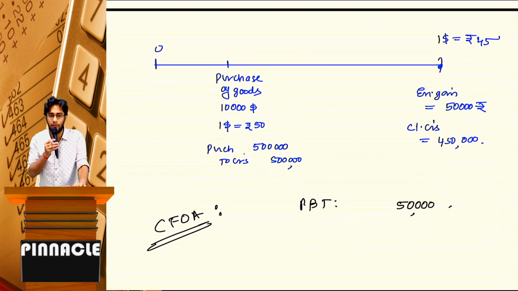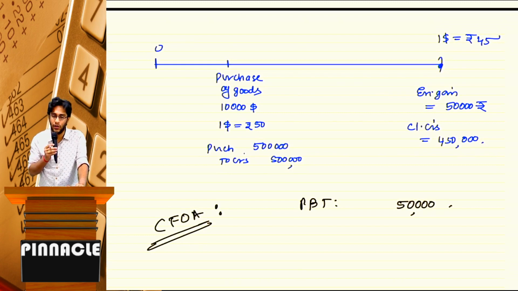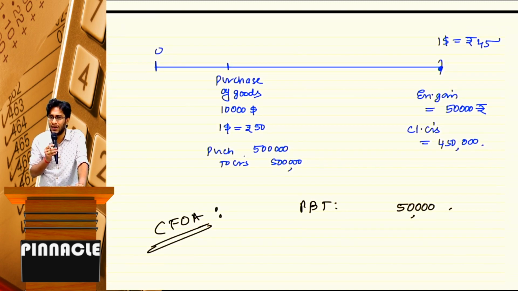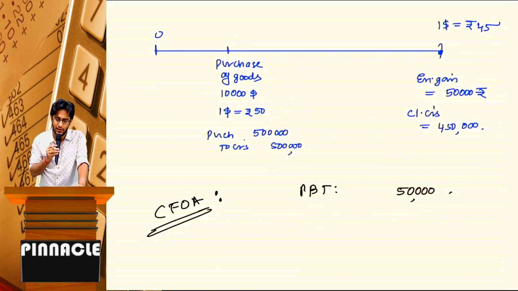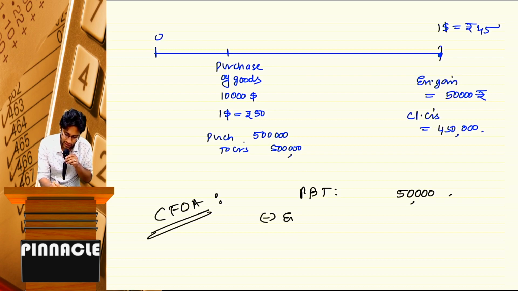What adjustment do I have to do? If 50,000 is included in your profit, is there an exchange gain? Yes. Are they realized or unrealized? Unrealized. Then what should I do, add or minus? The exchange gains are already included in PBT, so you have to minus. Okay, exchange gain minus, sir. How much is that? 50,000.